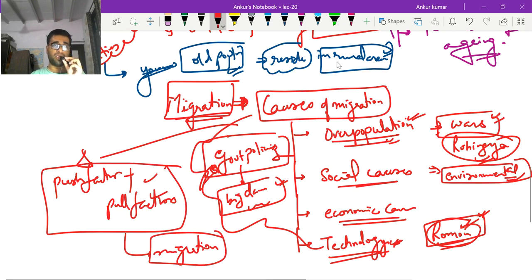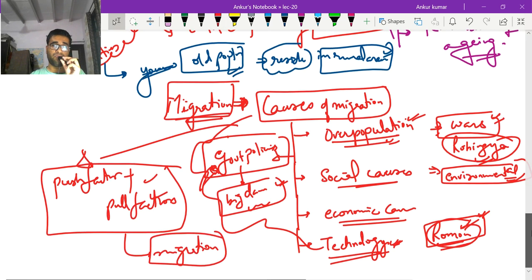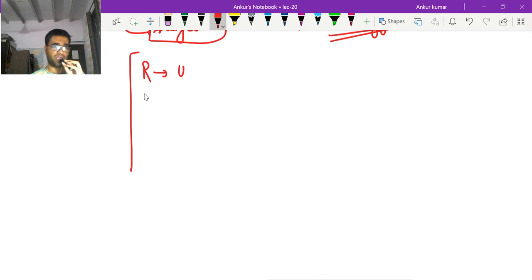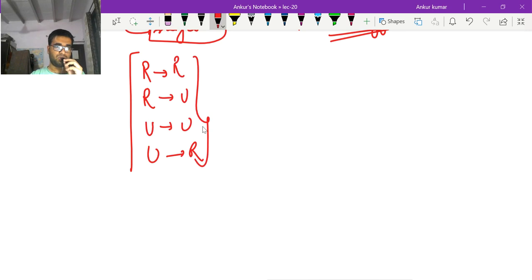But here we are discussing Indian geography. So in case of India, what are the basic streams of the population? There are a number of streams present. First is rural to rural migration, second is rural to urban migration, third is urban to urban migration, and fourth is urban to rural migration. So these are the four main streams which exist in India, right?